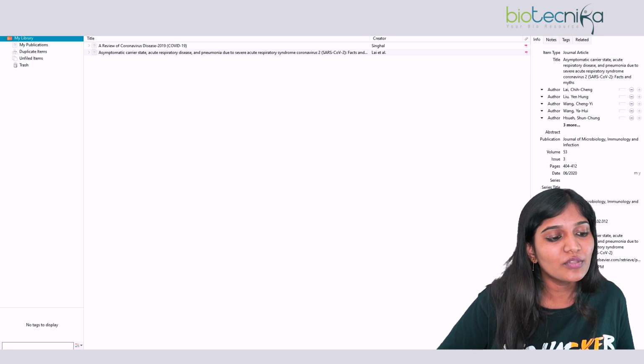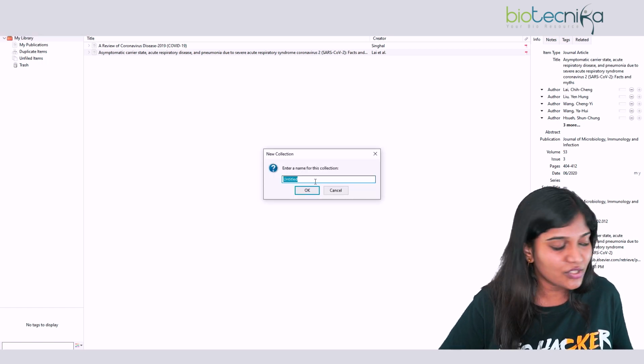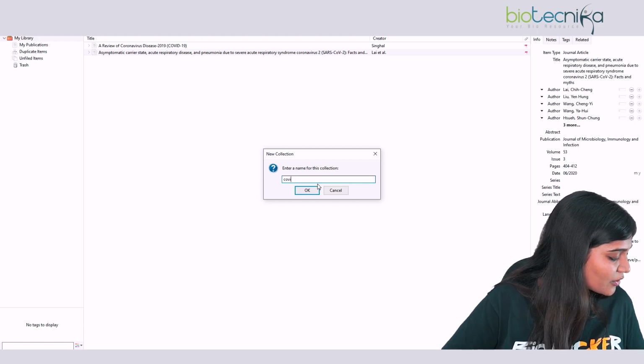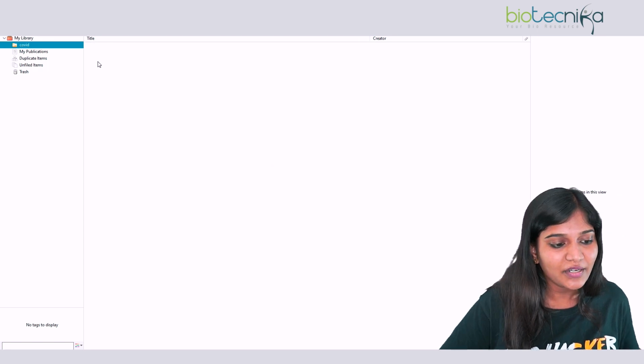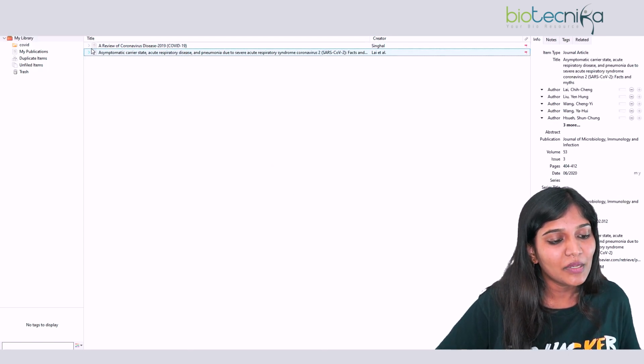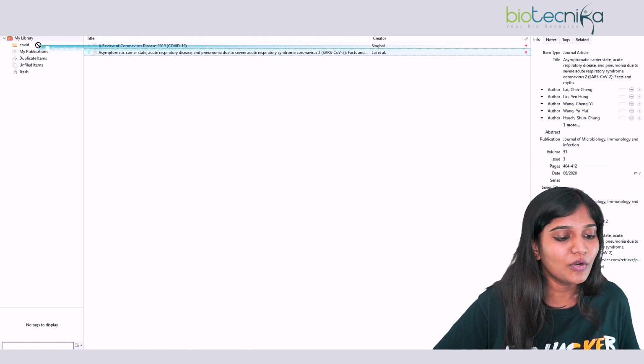You can actually go to this new collection which I'm showing here. If you go to new collection, you can just type something like COVID-19, and you can have a folder also. I'm just typing COVID here, and what I'm going to do is take everything from the library and pull it and paste it into this COVID folder. Everything will go into this one. So if you want, you can just paste all the things into this.